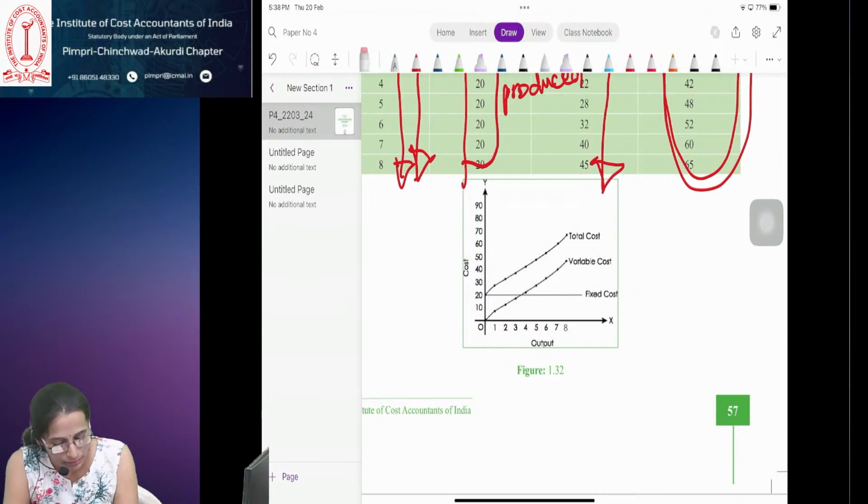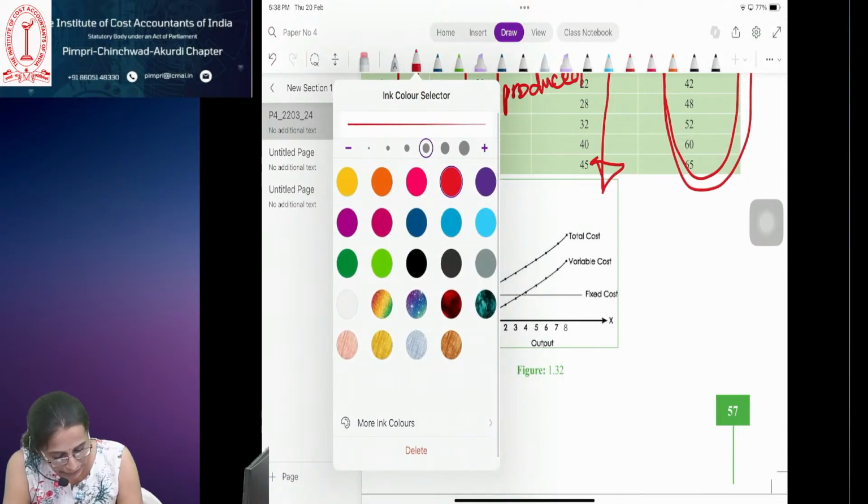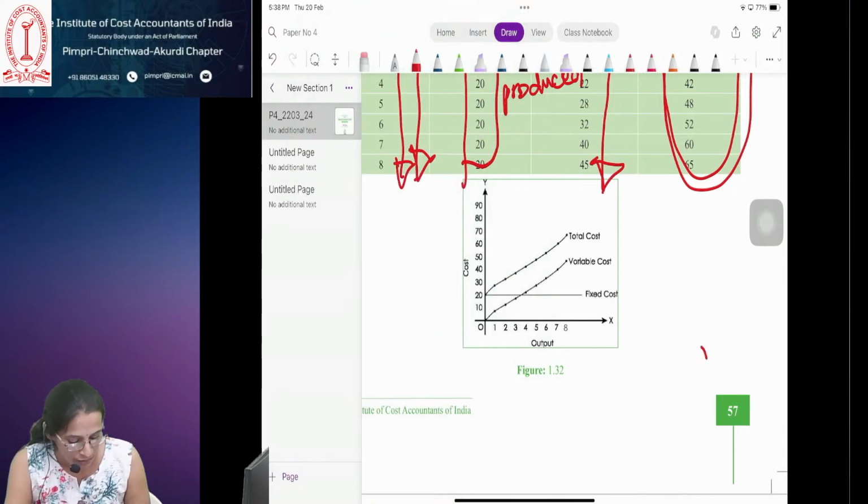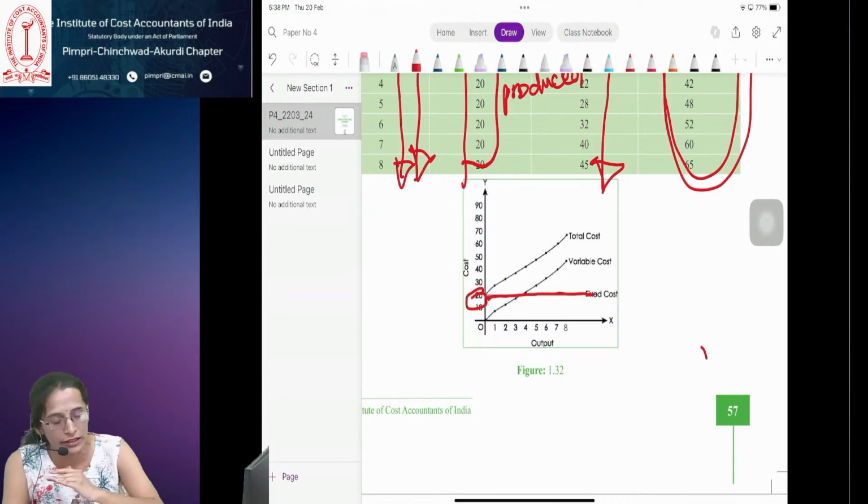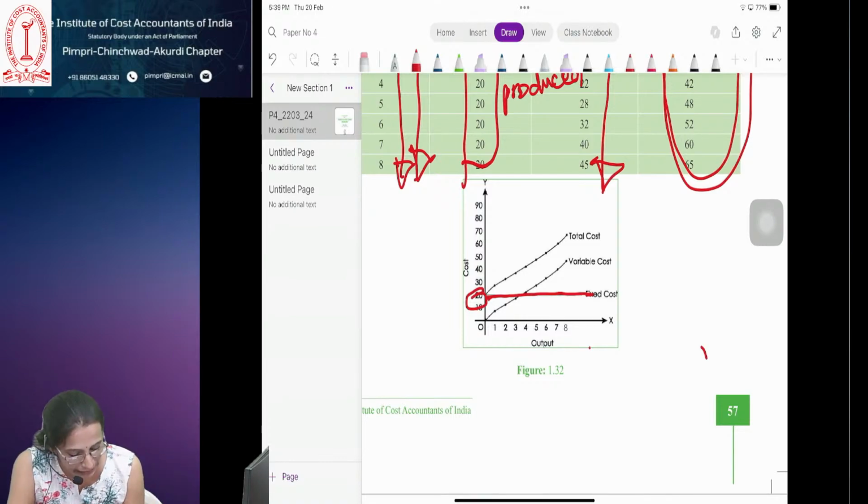See this diagram, Figure 1.32. Fixed cost is constant. So fixed cost is 20. It is a straight line. It is not increasing, not decreasing. It is remaining constant. So it is parallel to the OX axis, or X axis.